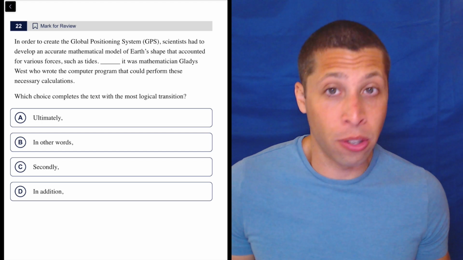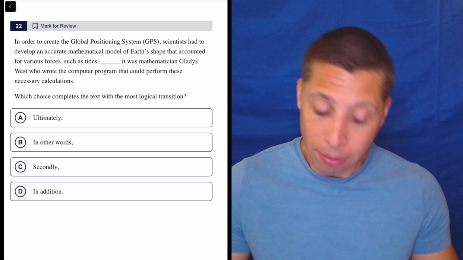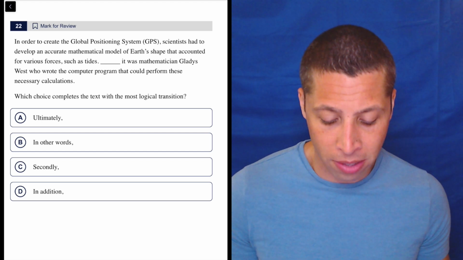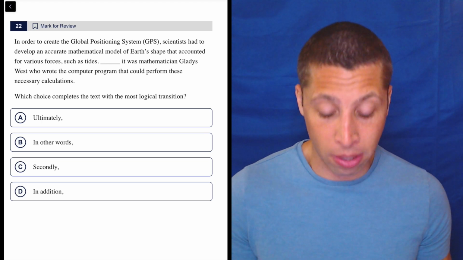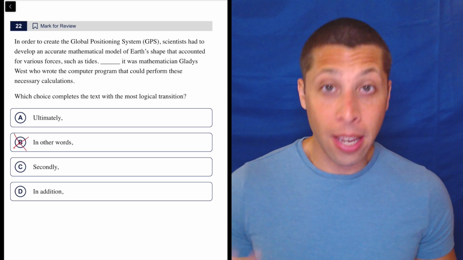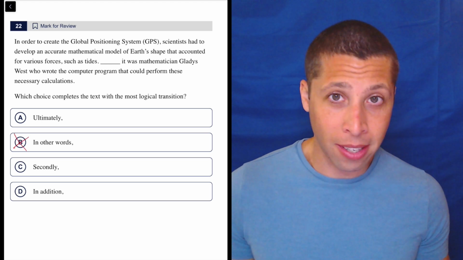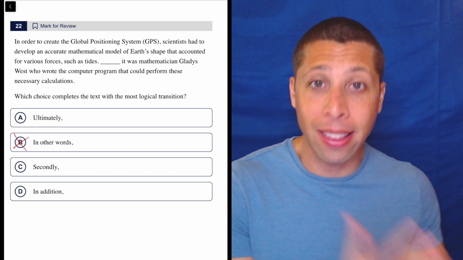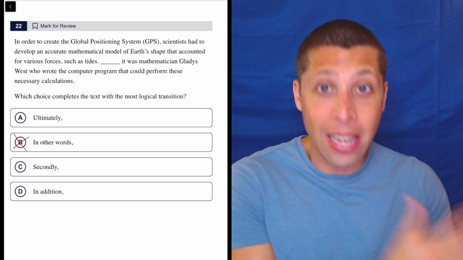Honestly, if I were writing this, I wouldn't use any sort of transition word, but we've got something here. Let's go to the choices. The one that stands out as most obviously wrong for me is choice B, in other words. This is a transition that just means exactly what it says. It means we're going to say the same exact thing we just said, in different words.